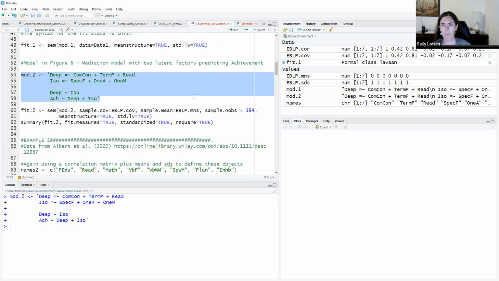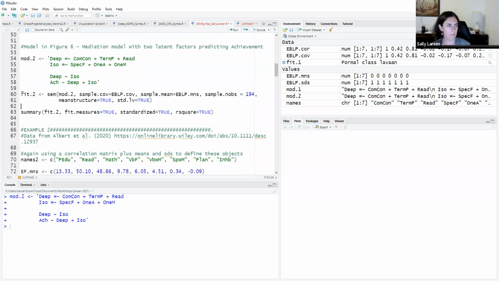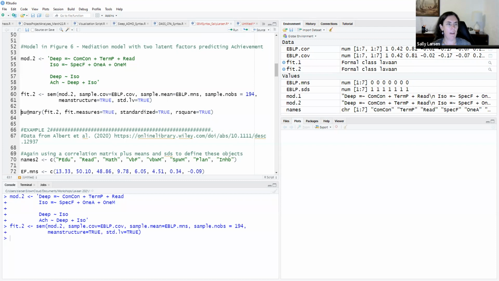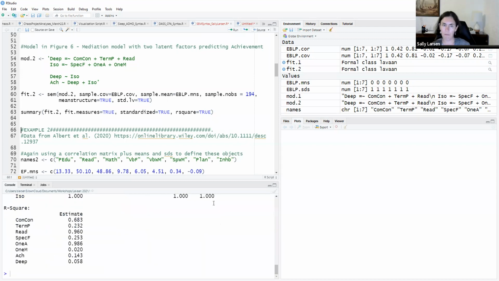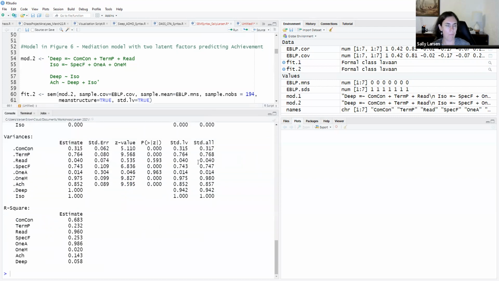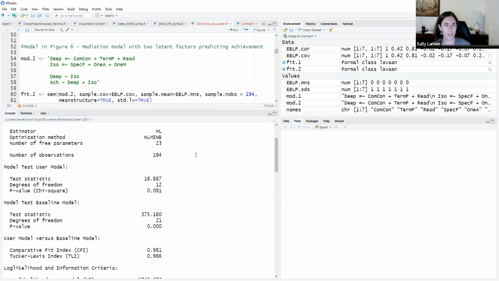So there, I'm just going to run my model 2, and then the same fit measures. In this example in the paper, they said they only had 194 participants for this particular section. So run that bit, and then we'll run our summary, and you'll get the same sort of information out as what we were looking at before. So first, just have a quick look at fit statistics.